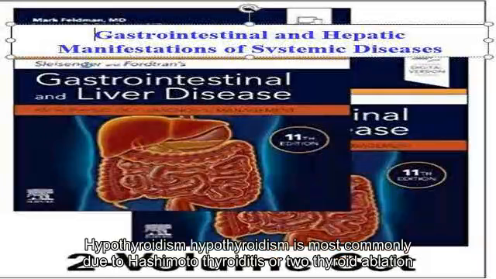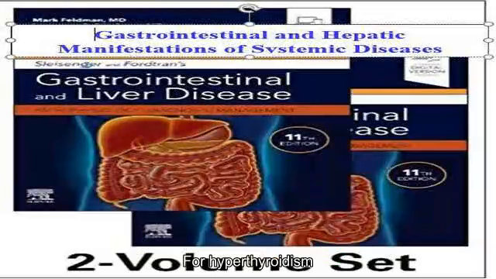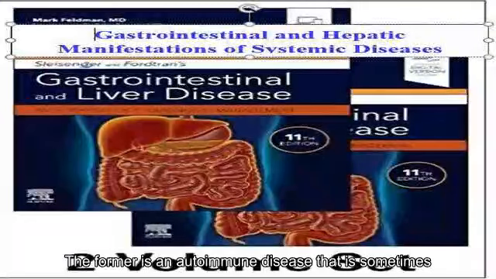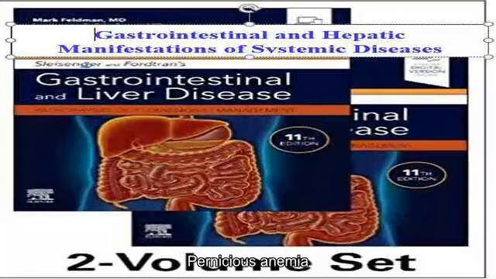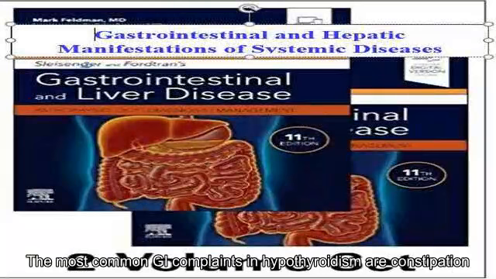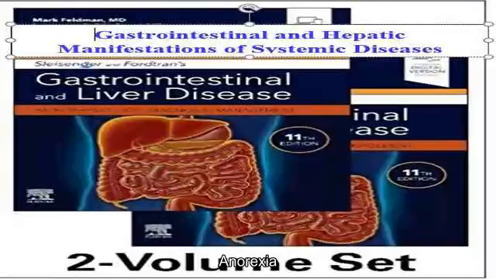Hypothyroidism is most commonly due to Hashimoto thyroiditis or to thyroid ablation for hyperthyroidism. The former is an autoimmune disease that is sometimes associated with other autoimmune processes such as ulcerative colitis, pernicious anemia, DM, celiac disease, and PBC. The most common GI complaints in hypothyroidism are constipation, anorexia, nausea/vomiting, and abdominal pain.